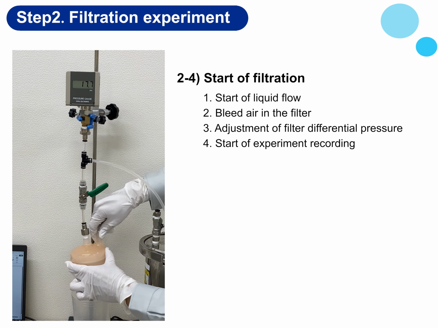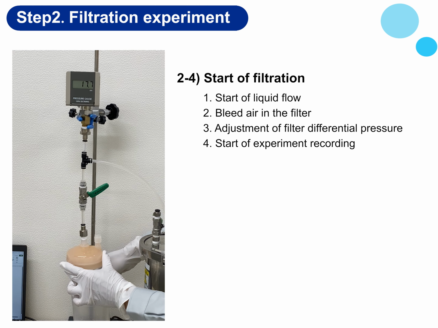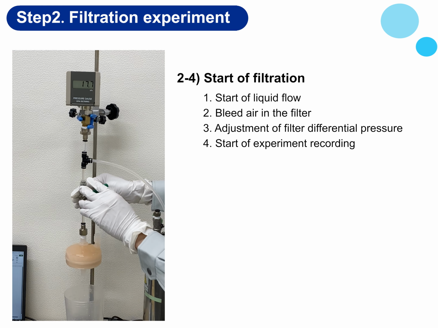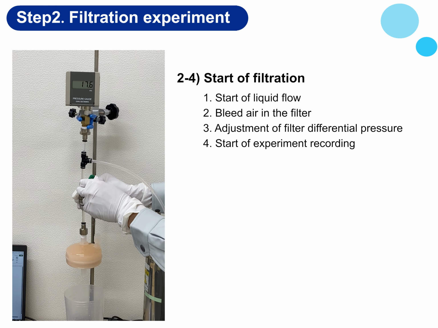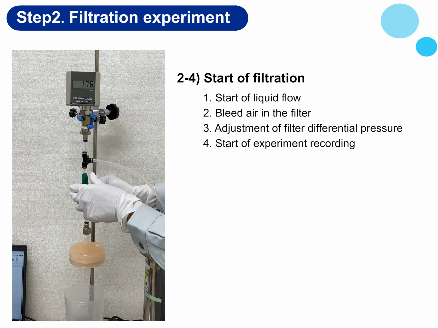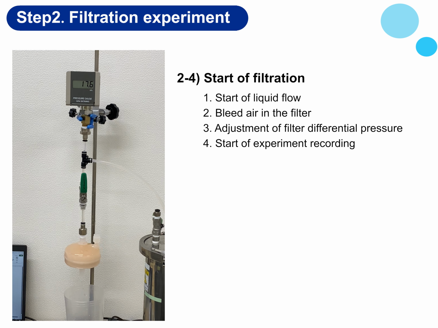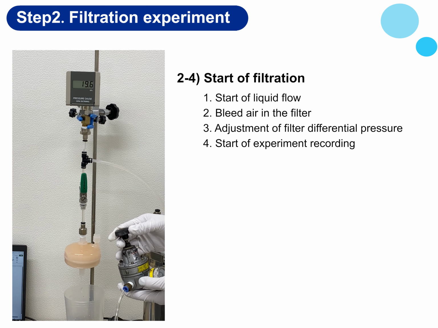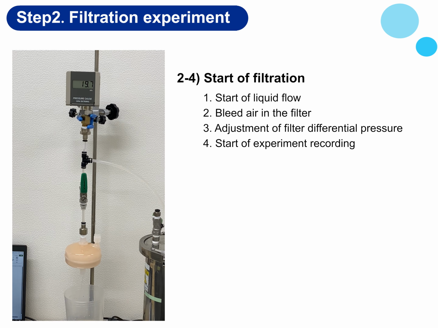Depending on the liquid properties and experimental conditions, the liquid level may not come up near the air vent, and air may not be released from the air vent. In this case, open valve B further to increase the flow rate. When the air venting process is complete, slowly open valve B to its fullest. At this point, check to see if the pressure is off from the experimental pressure you just adjusted. If it is off, operate the regulator to fine-tune the filter differential pressure to the experimental pressure again. The stage at which the above operations have been completed is the starting point of filtration.